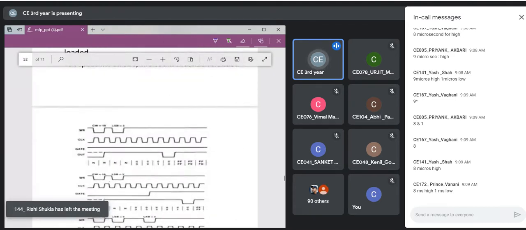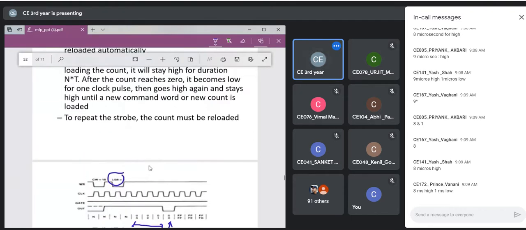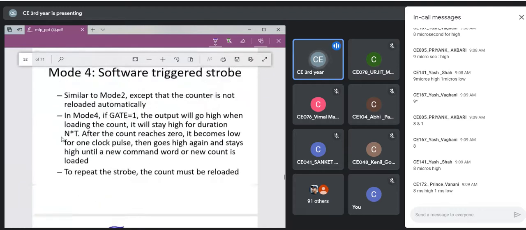The first difference is that it goes low for 0. That means it remains high for n pulses, not n minus 1 pulses, and it goes low on the 0th pulse. If I'm writing count 3, for n count it will remain high and after that it will go low for 1. So gate 1 will be needed.